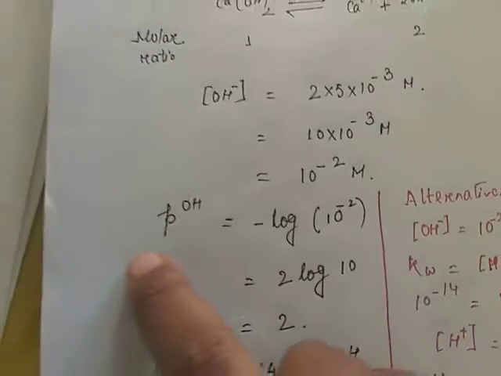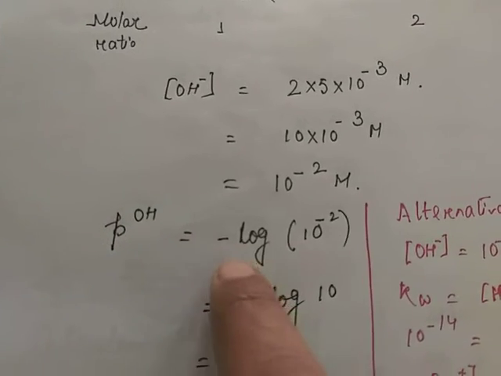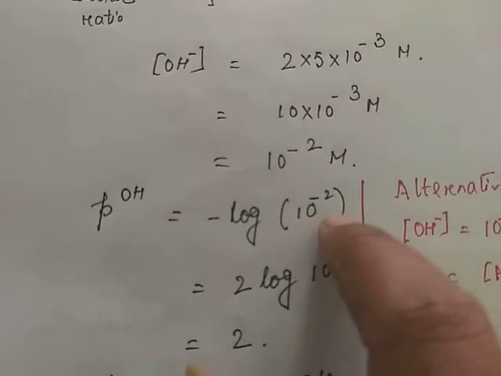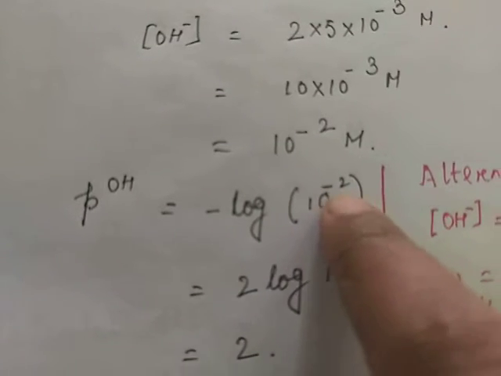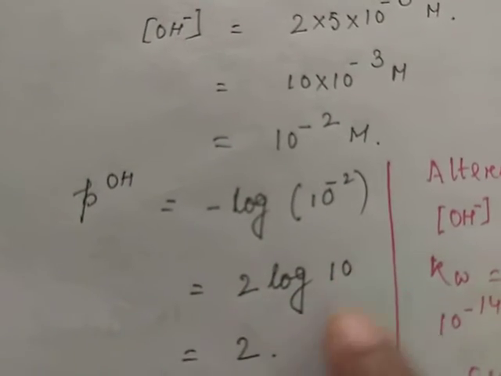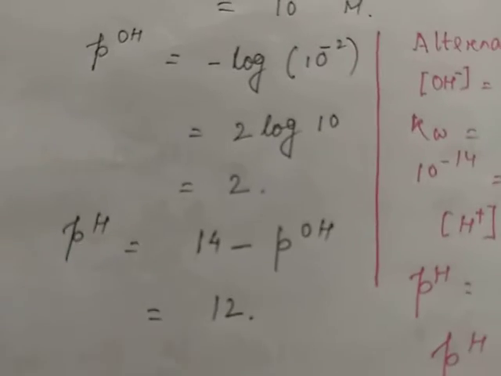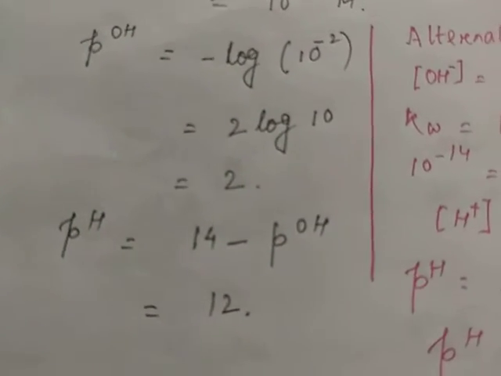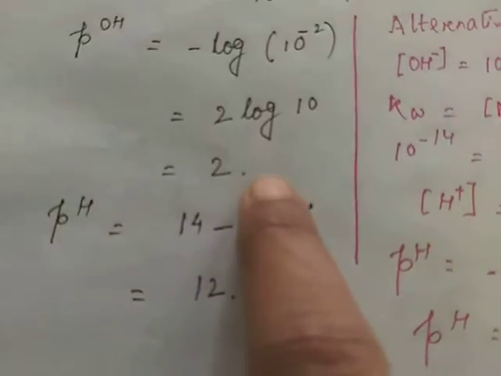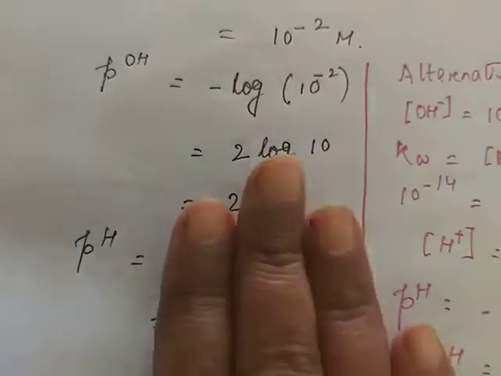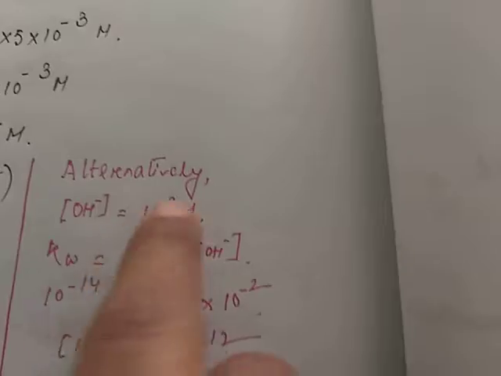Obviously, pOH is minus log OH minus concentration, which is equal to minus log 10 to the power minus 2. That is equal to 2 log 10, or 2. As pH plus pOH is 14, pH is equal to 14 minus pOH, or 14 minus 2, that is 12. Alternatively, we could do it in another way.